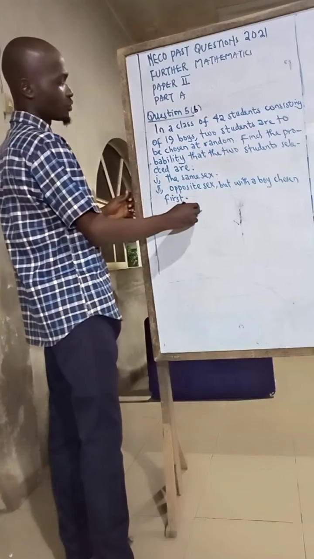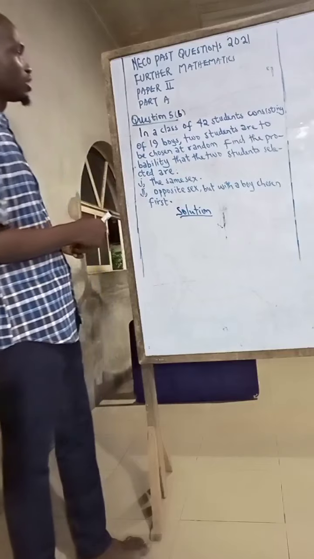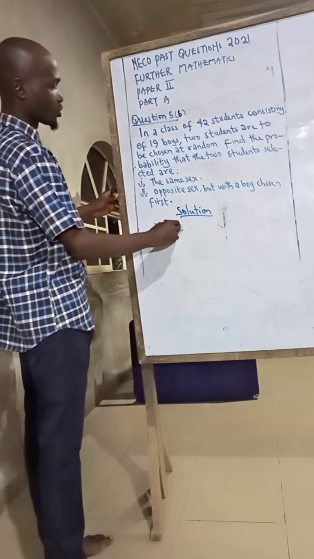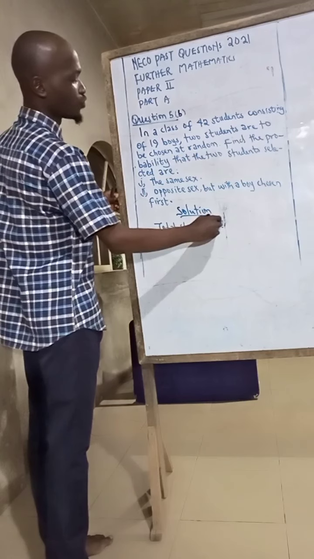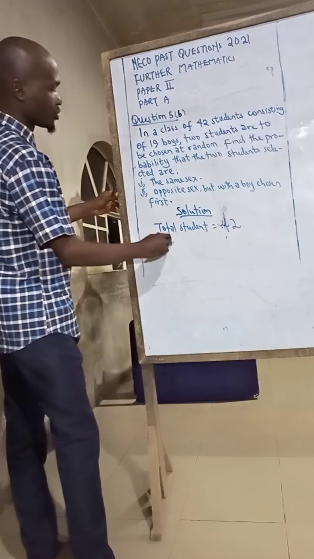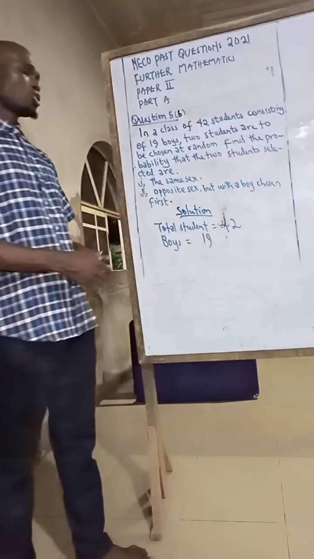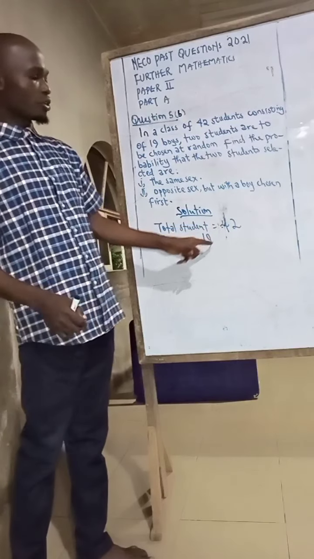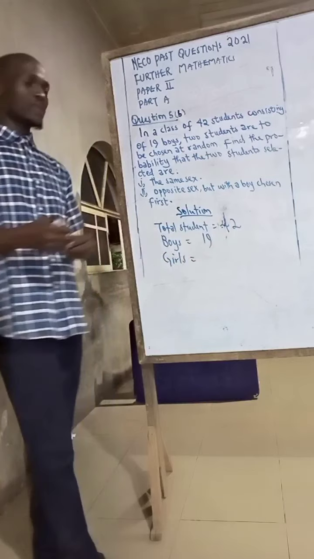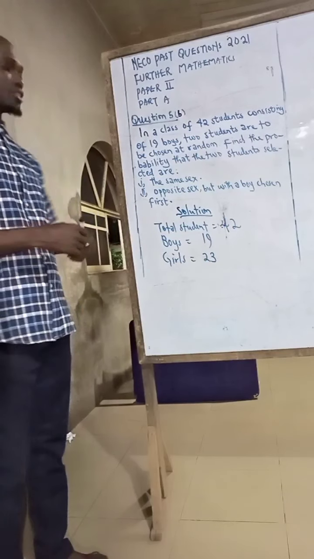So I come with the solution. Now, I have to first list out the given parameters. Here, I am giving total students of 42. Total students equal to 42. Now, out of 42, we have 19 boys. So I say boys equal to 19. Now, out of 42, I have to subtract 19 from 42 to know the number of girls. That means girls will be equal to 42 minus 19, and that's 23. So that means we have 23 girls in that class.